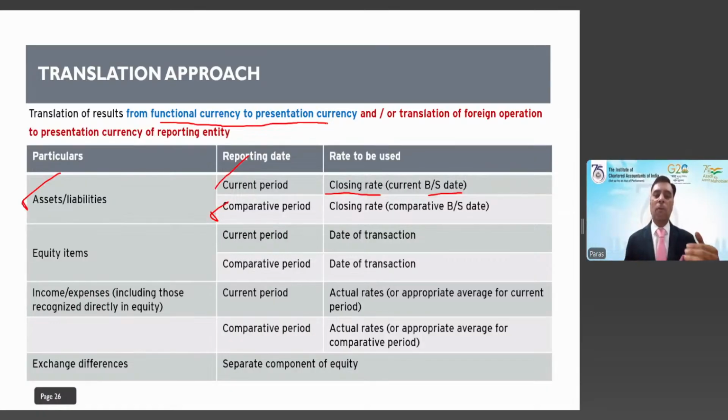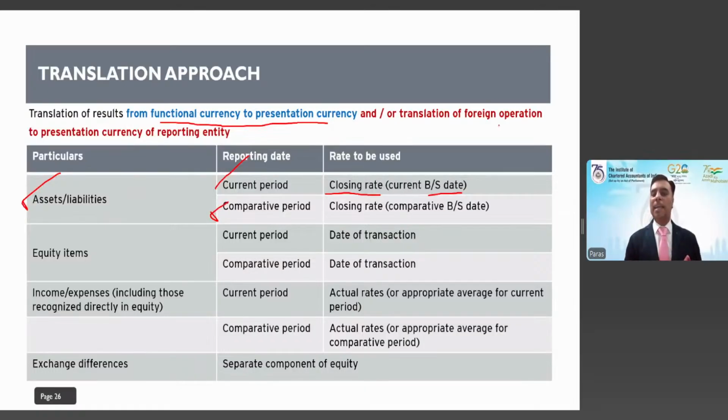For example, you have already prepared your financial statements in INR, but you also want to prepare the financial statements in US dollar. You are permitted to do so by the provisions of Ind AS 21, and hence it is important to translate all the line items of the balance sheet, whether monetary or non-monetary, it doesn't matter. You will have to translate all the assets and all the liabilities using the closing rate of the balance sheet date, right?